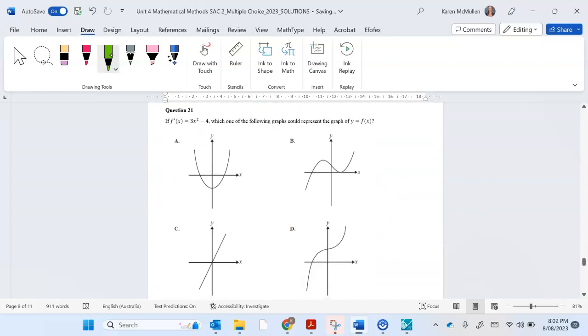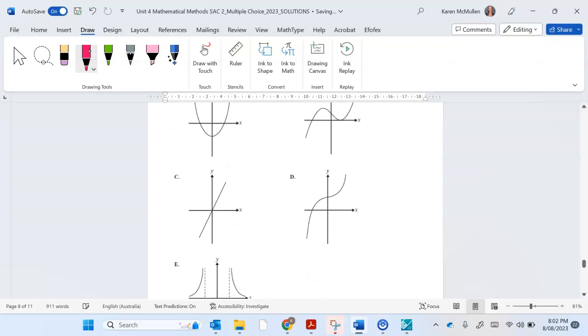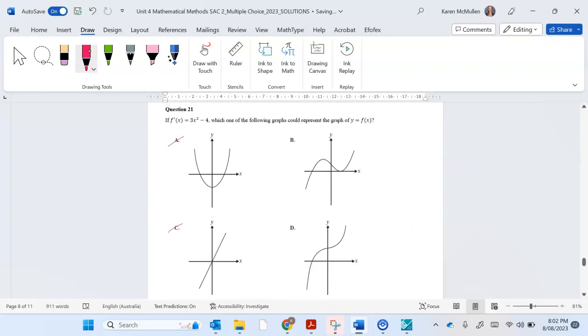All right, question 21. I love these ones too. So your derivative is equal to 3x squared minus 4. Which one of the following is your original function? So we've got a parabola, so your original function has to be a cubic. So let's just do a process of elimination. Can't be that one, can't be that, or can't be that. So we're just choosing between B and D. And this is actually a past exam question, because as if I'm going to be drawing those graphs.